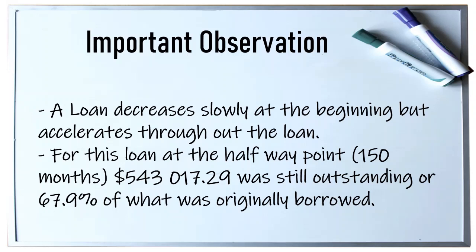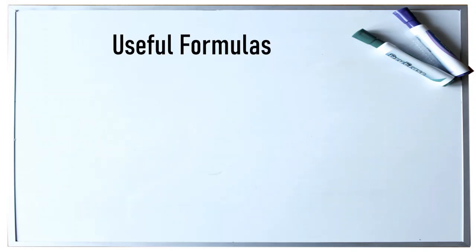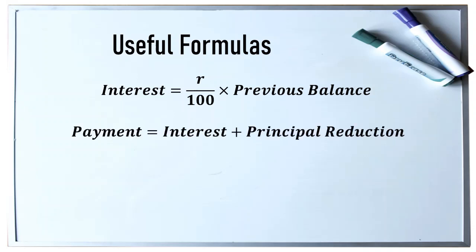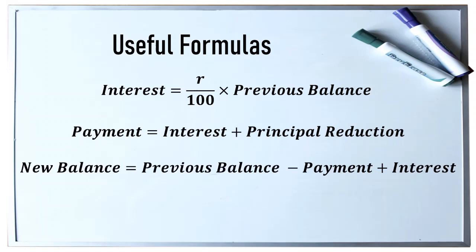Here are some useful formulas. Now, this is not an exhaustive list of what I've covered in this video, but it'll be enough to help you. The interest is equal to the interest rate per period over 100 times the previous balance. The payment is equal to the interest plus the principal reduction. The new balance is equal to the previous balance minus the payment plus the interest.